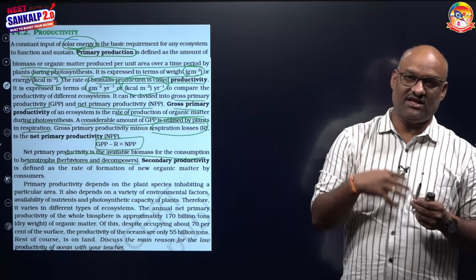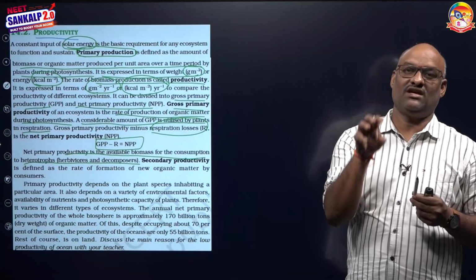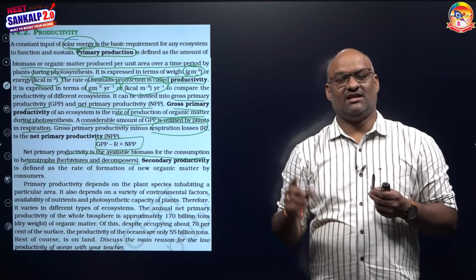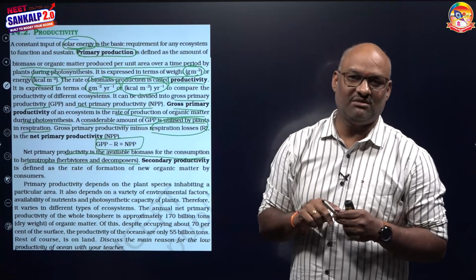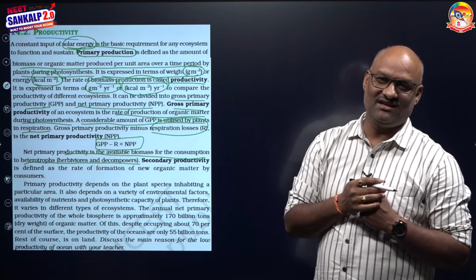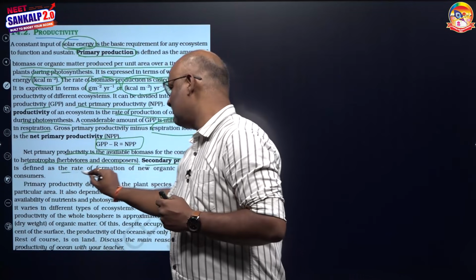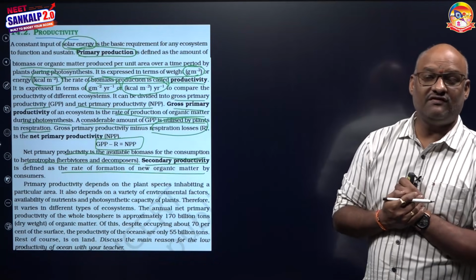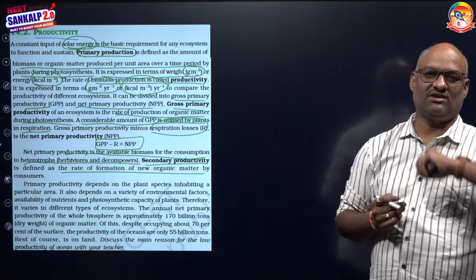Because plants utilize some of the energy for their respiration. After utilizing that energy for respiration, the energy which is left over in the plants is useful for the herbivores, because herbivores are the organisms which eat the plants. That leftover energy used by the herbivores is called net primary productivity. Now what will the herbivores do? Herbivores will develop some new organic matter after utilizing this. That is called secondary productivity. What is secondary productivity? The rate of formation of new organic matter by consumers, the herbivores or carnivores, whatever it may be.